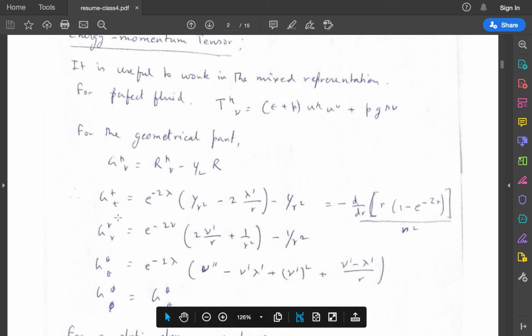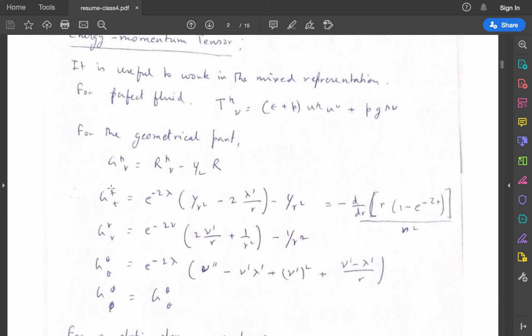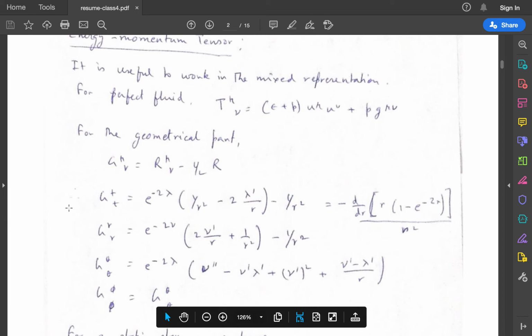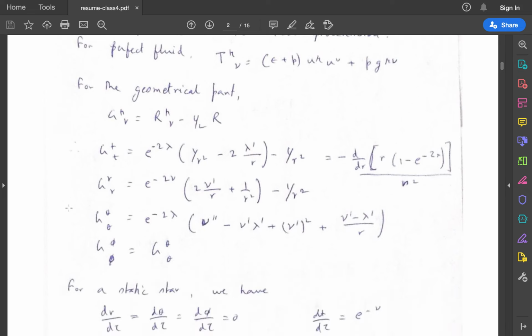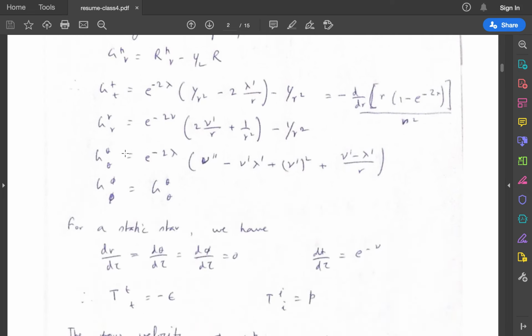Also you can write g_rr. Pardon me about mixing my notations t and r. Some before I have written in terms of 0 and 1, but remember t is equivalent to 0, r is equal to 1, theta is equal to 2, and phi is equal to 3. So once we have done that, we can write all the other geometrical parts for the Einstein tensor.